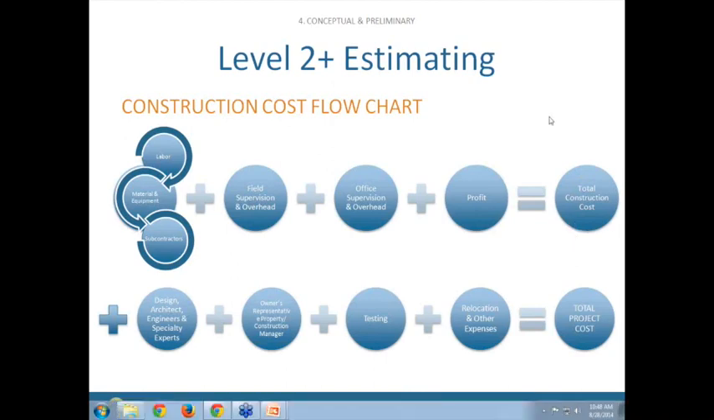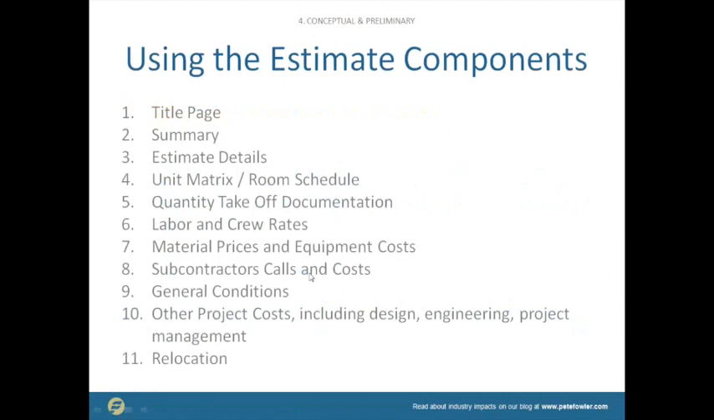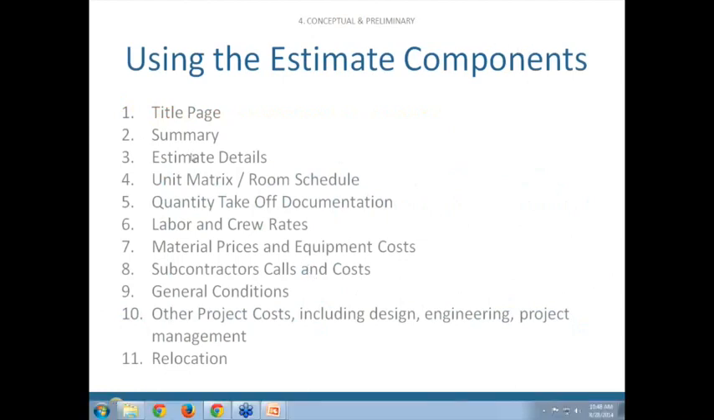But total construction costs might not be enough for us in this scenario. We might need total project costs because owners care about total project costs. So you've got designers, architects, engineers, specialty experts, owners' representatives and property managers, construction managers, testing, relocation, and other expenses. That's how you get to total project cost, okay? All right. So, again, using the estimate components, we've talked about this a lot.